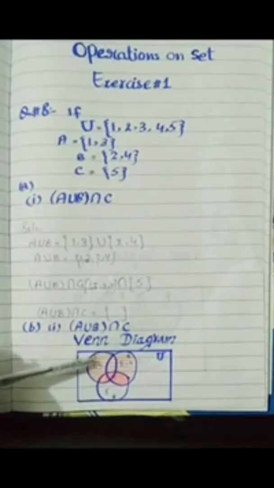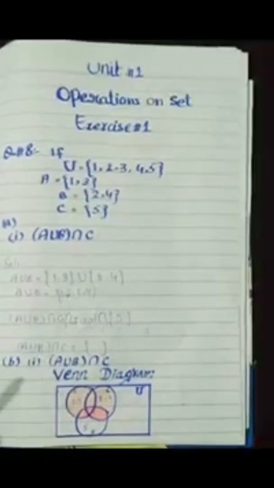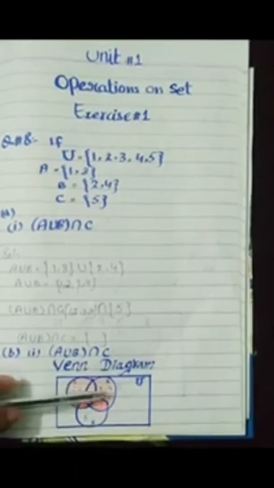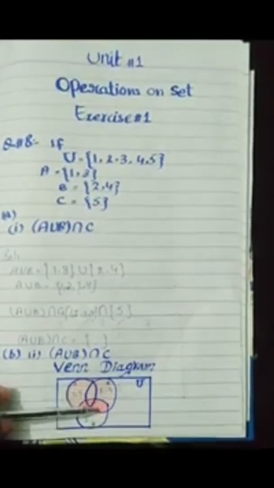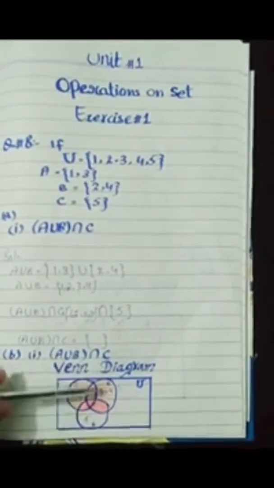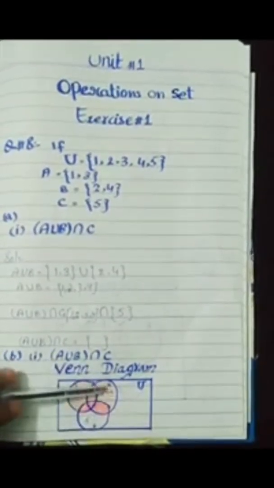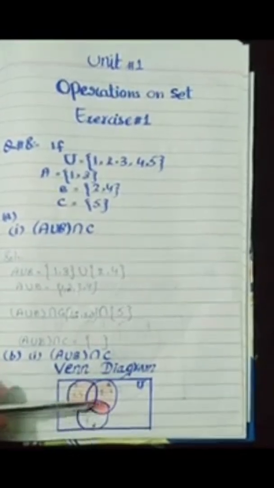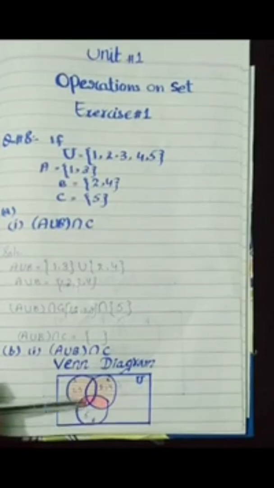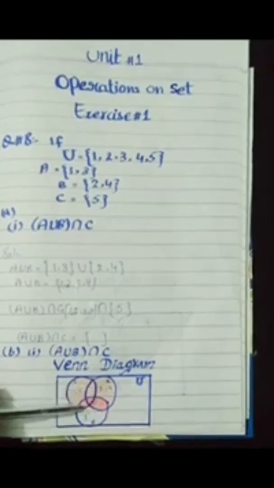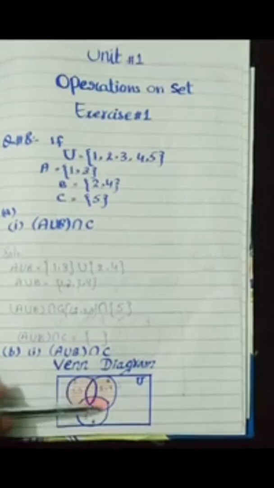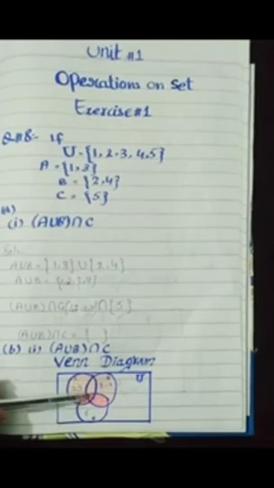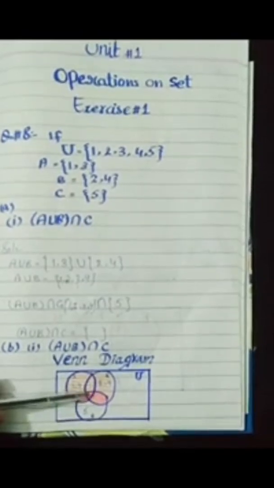Now we draw the Venn diagram. For the Venn diagram, the horizontal lines show A union B and the double lines show intersection C. The common values from A, B we write here, B, C we write here, A, C we write here. There is no common value, so this region is empty. So this region is empty and there is no common value in A, B, C, so this region is also empty.